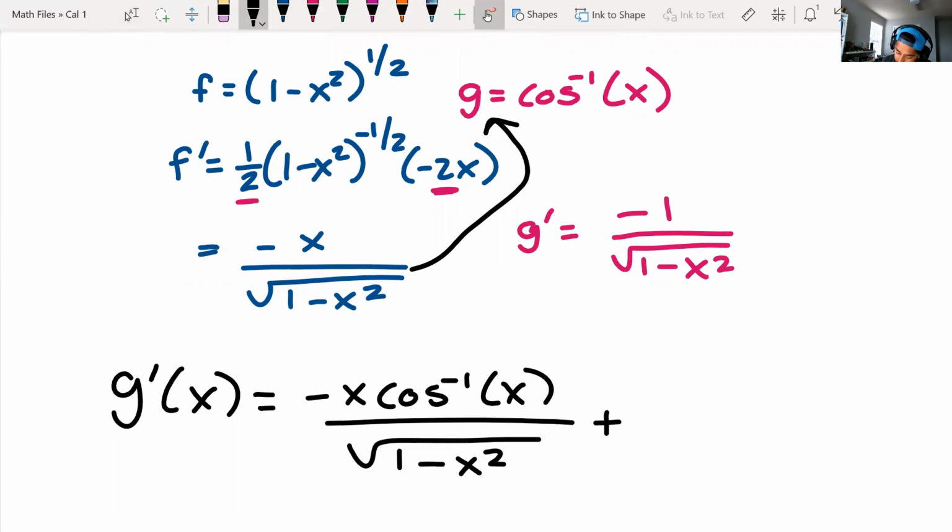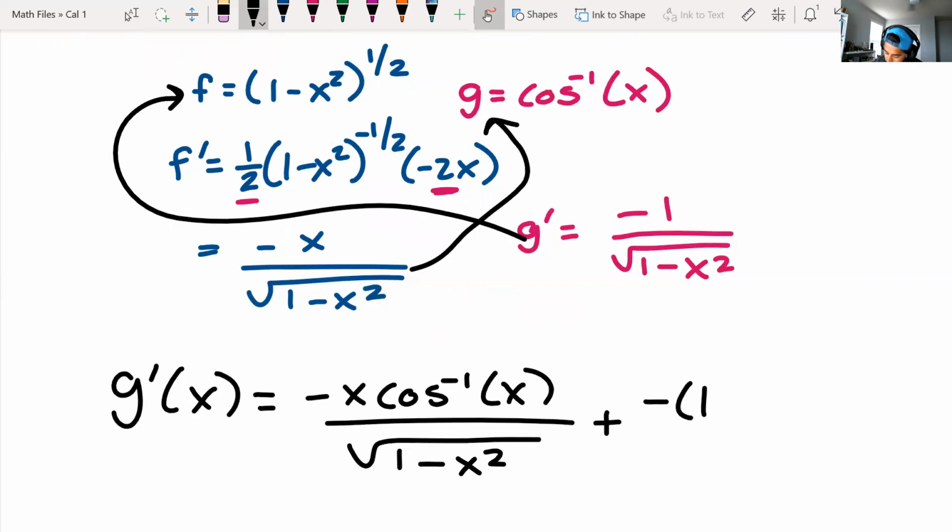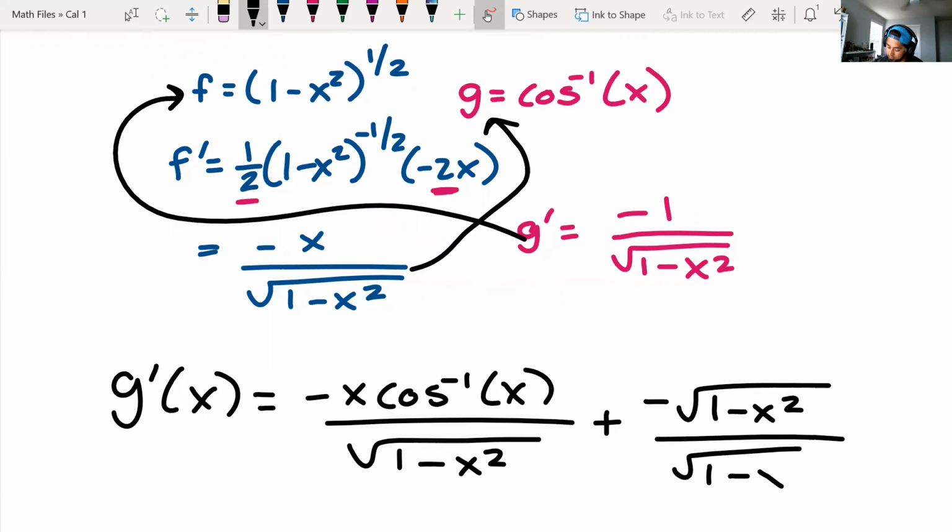Oh, those arrows look terrible. Ooh, there we go. All right. And then that should give me negative 1 minus x squared, which we can probably already rewrite as negative square root of 1 minus x squared over square root 1 minus x squared.